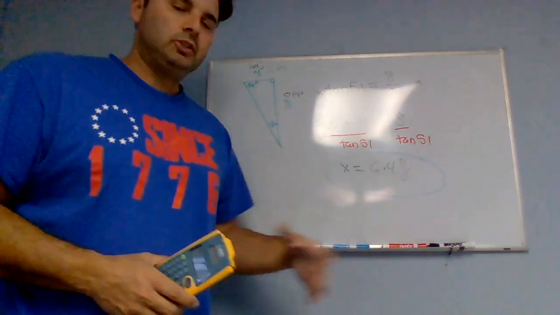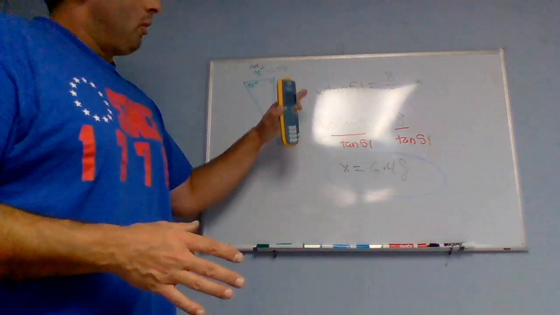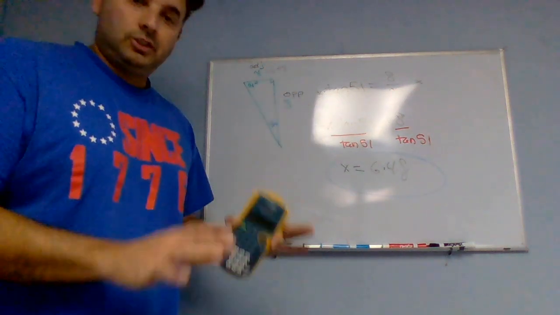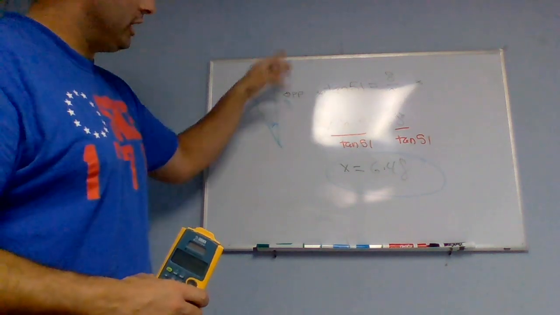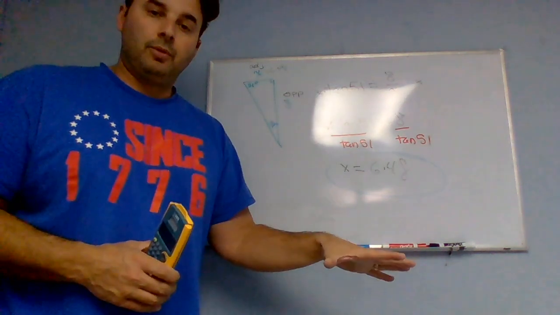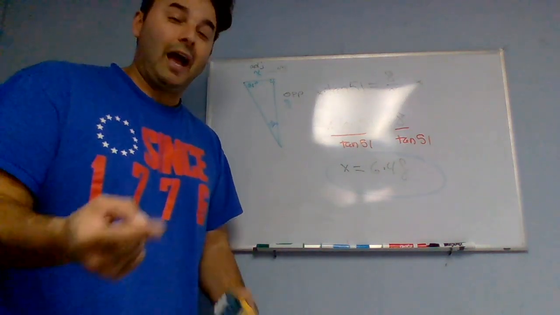There are some problems in your packets to try. We are just setting up each time, finding what is the trig function in relation to what we have. Try some of the problems in your packet. The next video is going to be doing the inverse when we're solving for the actual angle.